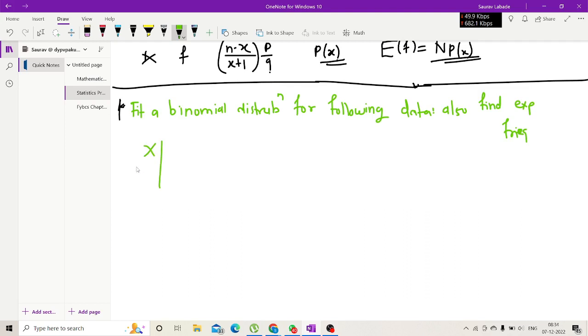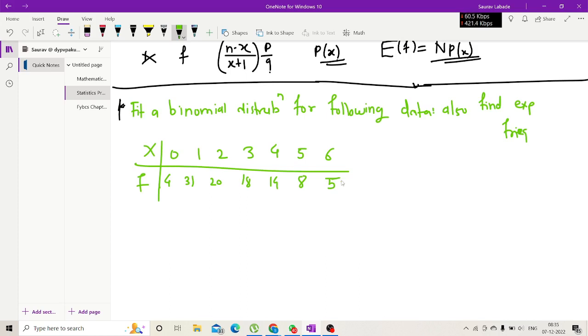Suppose the data which is given, the values are 0, 1, 2, 3, 4, 5, 6. These are my number of returns and the frequencies, that is number of stores, are 4, 31, 20, 18, 14, 8 and 5. Okay, this is the example. I have to fit a binomial distribution for this data and find the expected frequencies.